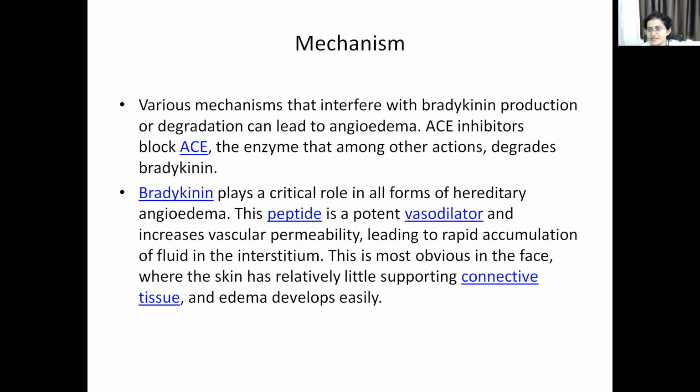So bradykinin cannot be degraded to inactive peptides, and there is accumulation of bradykinin, which is a vasodilator. It increases vascular permeability and rapid accumulation of fluid in the interstitium, which develops the swelling. So what other alternative drugs can you give to treat hypertension if the patient complains of a brassy cough? That also happens because of accumulation of bradykinin.